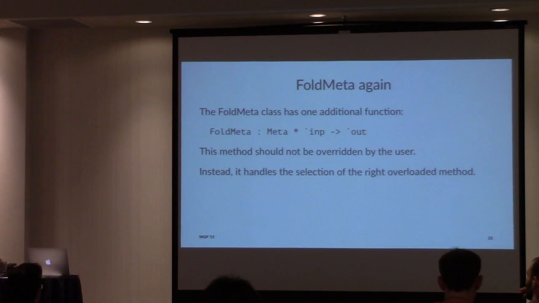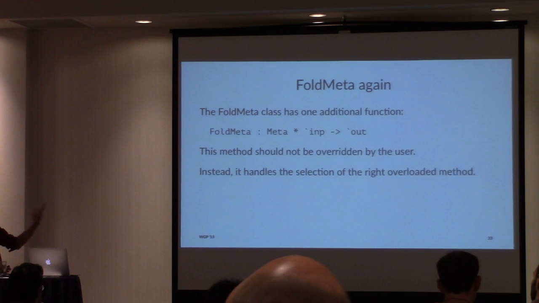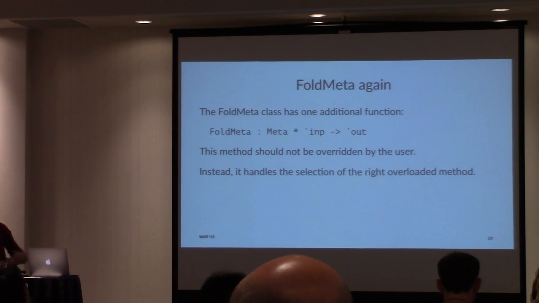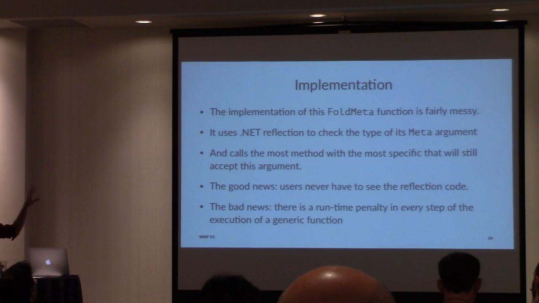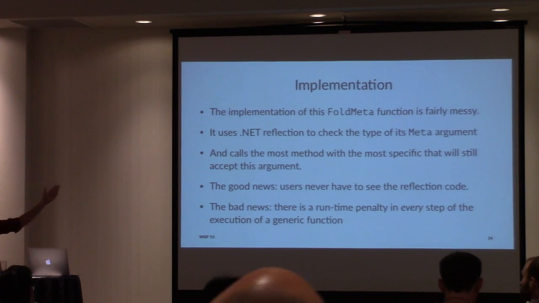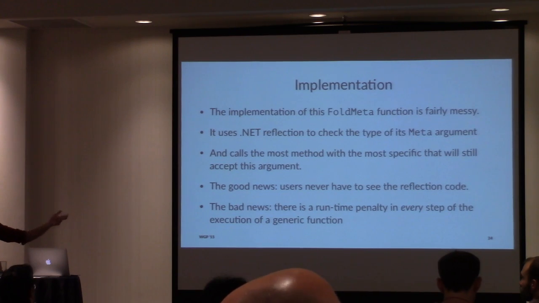And this is where things get a little bit ugly, I guess. We have this extra fold meta argument, which takes any meta as input and an input and then produces an output value. And this is the kind of method we don't want the user to override, but instead something we provide. And it is responsible for handling the overloading. So it'll get a meta, it'll essentially do a kind of a type case, inspect how this meta was constructed, and then dispatch on the appropriate function. And the implementation is not something I want to put on a slide. It uses a bit of .NET reflection to inspect the type of its meta argument, and then it calls the method with the most specific type that will still accept this argument. So if you have 2 definitions, as we saw for k, then you choose the one which fits best.